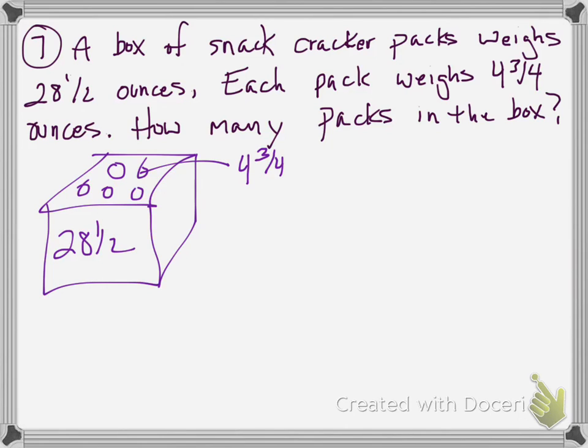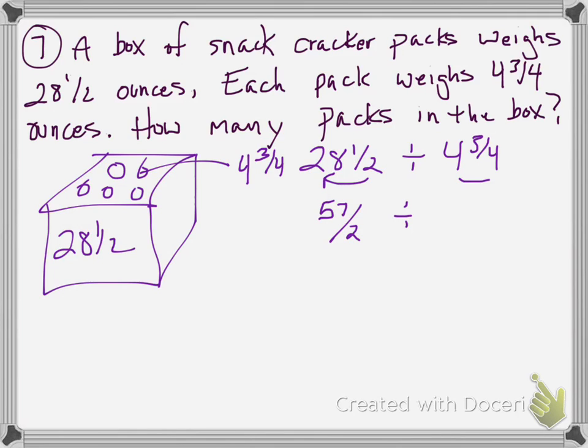I'm taking that 28 1/2 and I'm dividing it into 4 3/4 size pieces, and then I'm going to see how many pieces I have. So the first thing I need to do is convert these to improper fractions. So 2 times 28 is 56 plus 1 is 57 over 2, divided by 4 times 4 is 16 plus 3 is 19 over 4.